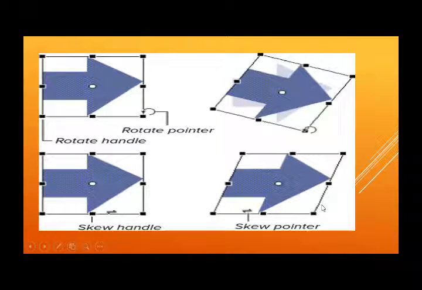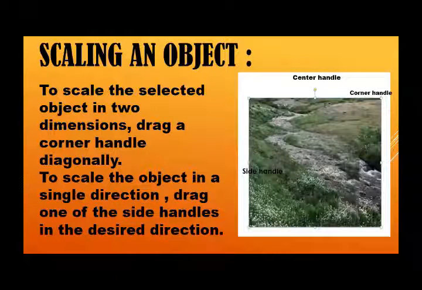Now next we have scaling an object. To scale the selected object in two dimensions, drag a corner handle diagonally, or to scale an object in a single direction, drag one of the handles in the desired direction. This means in two ways we are scaling an object. Scaling, I told you before, means how to resize your image. Maybe you decrease its size or maybe you increase its size.